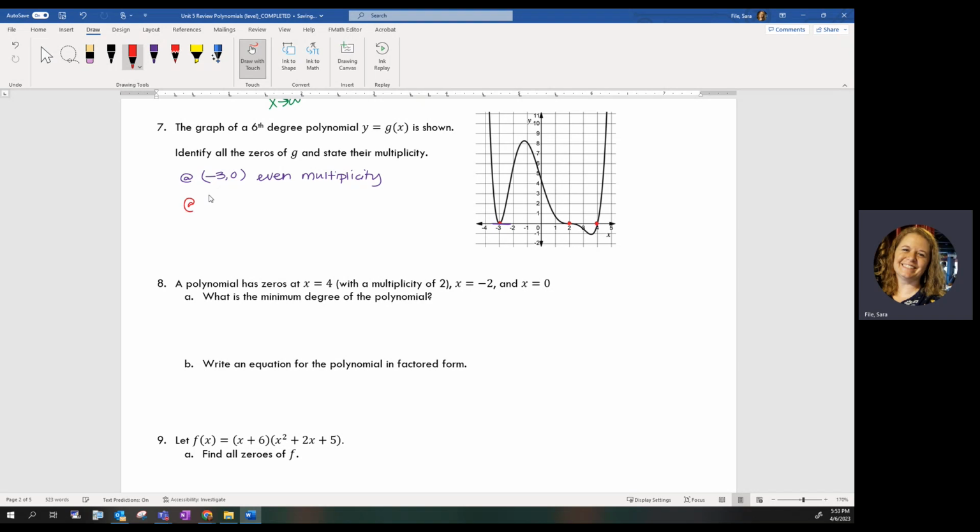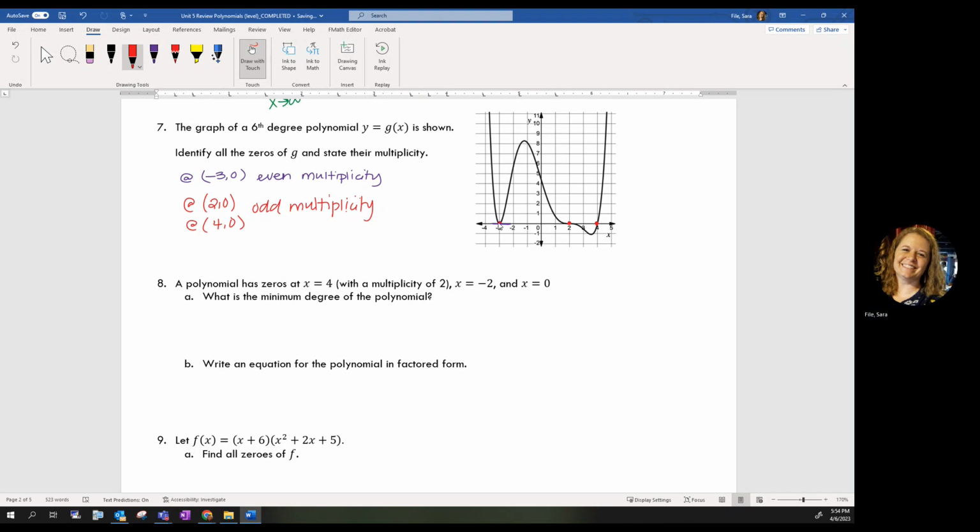So at 2, 0, and at 4, 0, there is odd multiplicity. Now, to get more specific than even or odd, we have to know the degree of the function, which we do. They told us it's a 6th degree. So that means we know that there's 6 possible zeros. Now, they may not all be real, which they're obviously not here because I only see 3 real zeros.